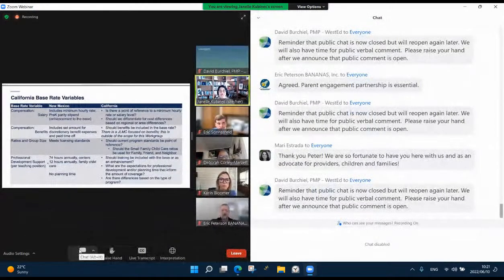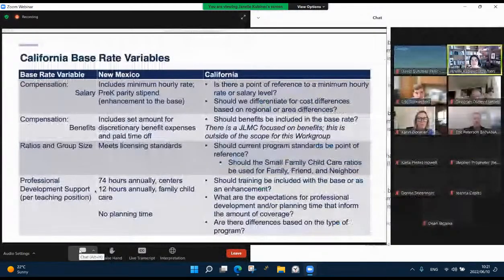So reminder, the way that New Mexico has approached this is they've included a minimum hourly rate. They've included a pre-K parity stipend. So this is considered something as an enhancement to the base. I know I'm being really simple here, but this is just as a point of reference. I know there were some concerns raised by this group at our last meeting that the minimum hourly rate just seemed way too low. So one of the questions we have for this group is, is there a point of reference to a minimum hourly rate or some salary level or kind of way that you would say there should be some metric to this or not?